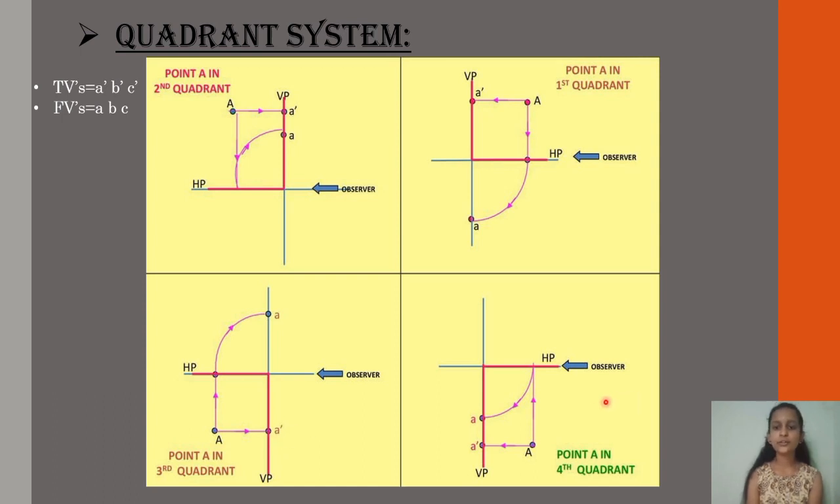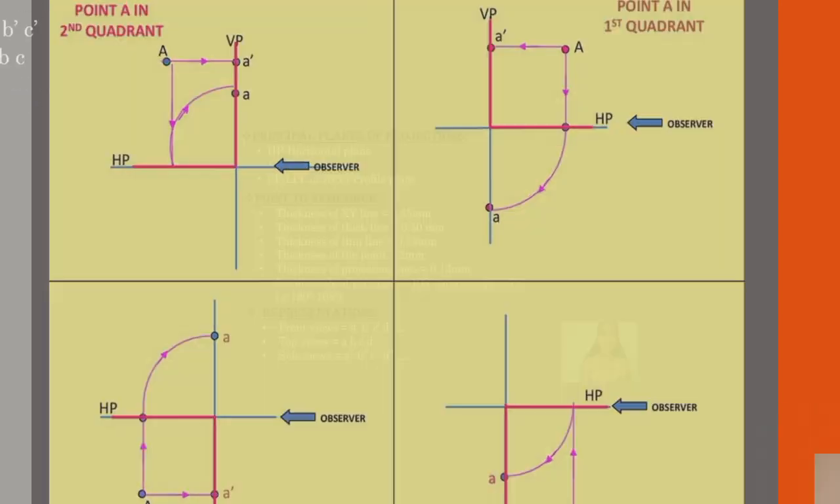When it comes to the fourth quadrant, it is opposite to the second quadrant. Initially, we know the condition for the fourth quadrant. The condition is that the point lies in front of the vertical plane and below the horizontal plane. When observed from the top view, it initially lies on the horizontal plane. When observed from the front view, it lies on the vertical plane. So the horizontal plane is rotated at an angle of 90 degrees. Finally, both the front view and top view of a point in the fourth quadrant lie below the XY line.